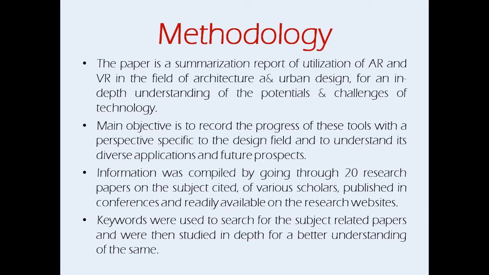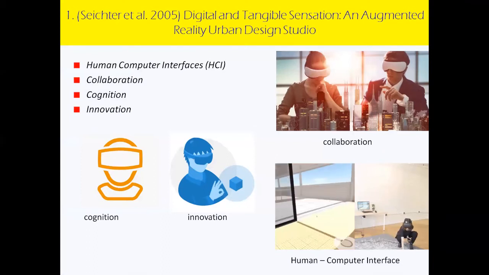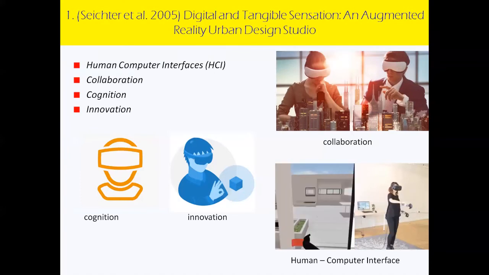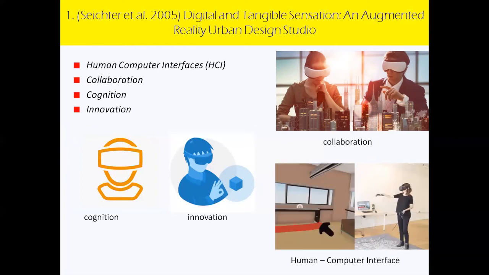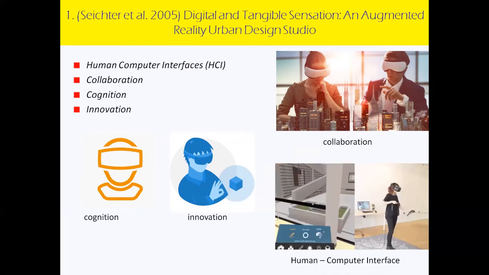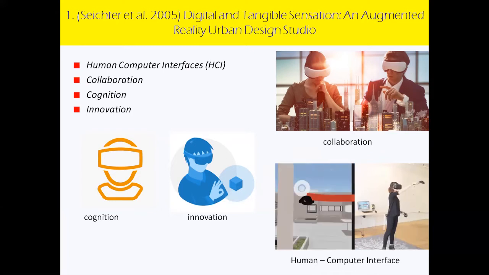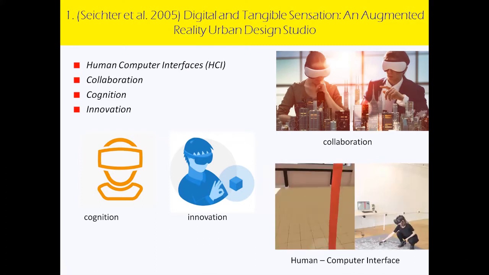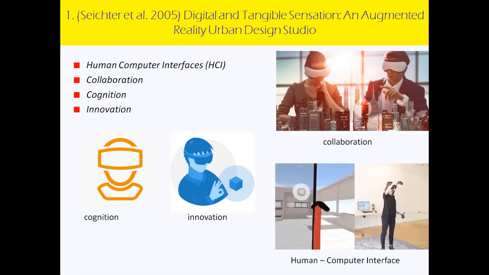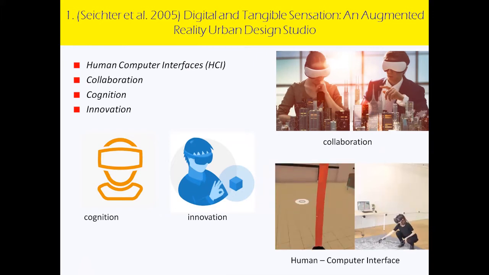The papers were started from a timeline from 2005 to 2019. So this whole paper is a compilation of the data collected between that. Digital and tangible sensation and augmented reality urban design studio. So here we were basically introduced in 2005 to human computer interfaces, which is an immersive way of communicating the professional and the client into the environment of the design.